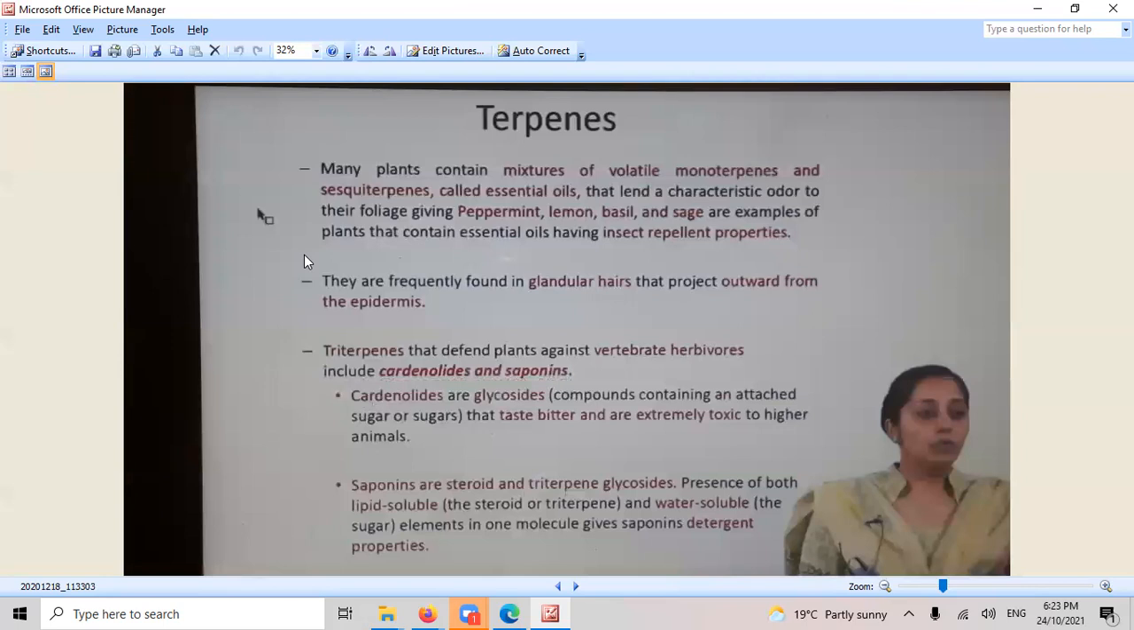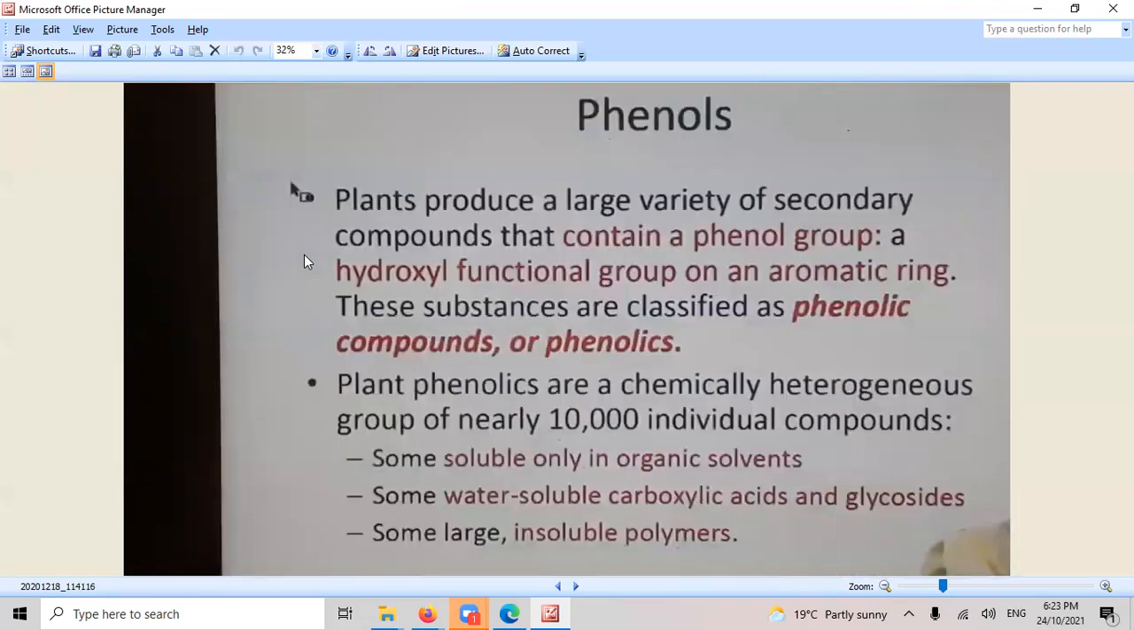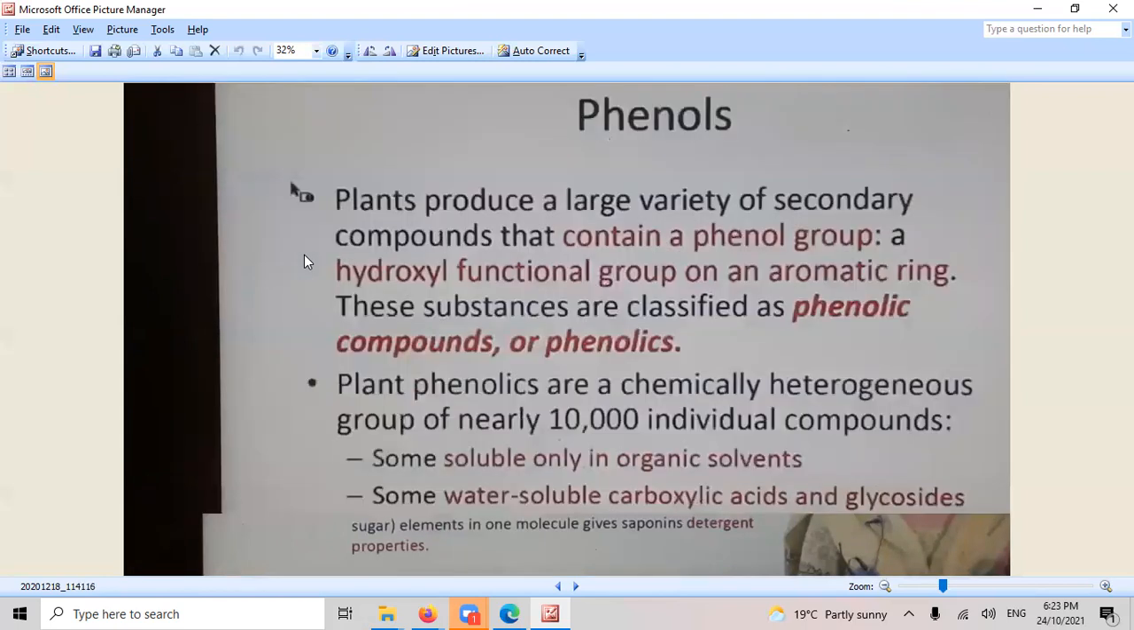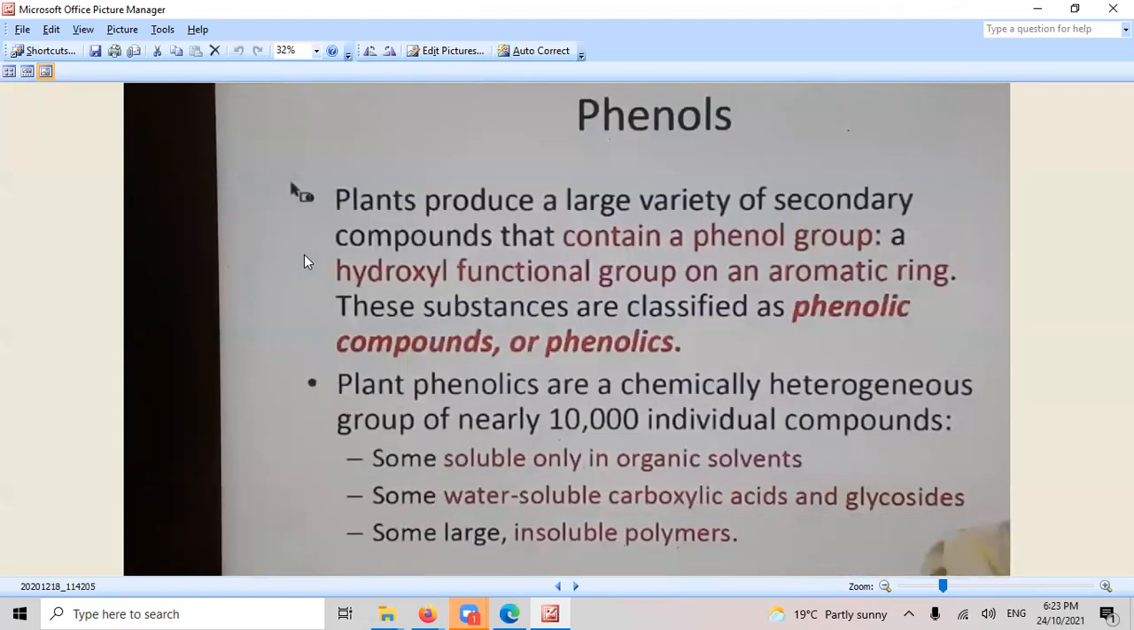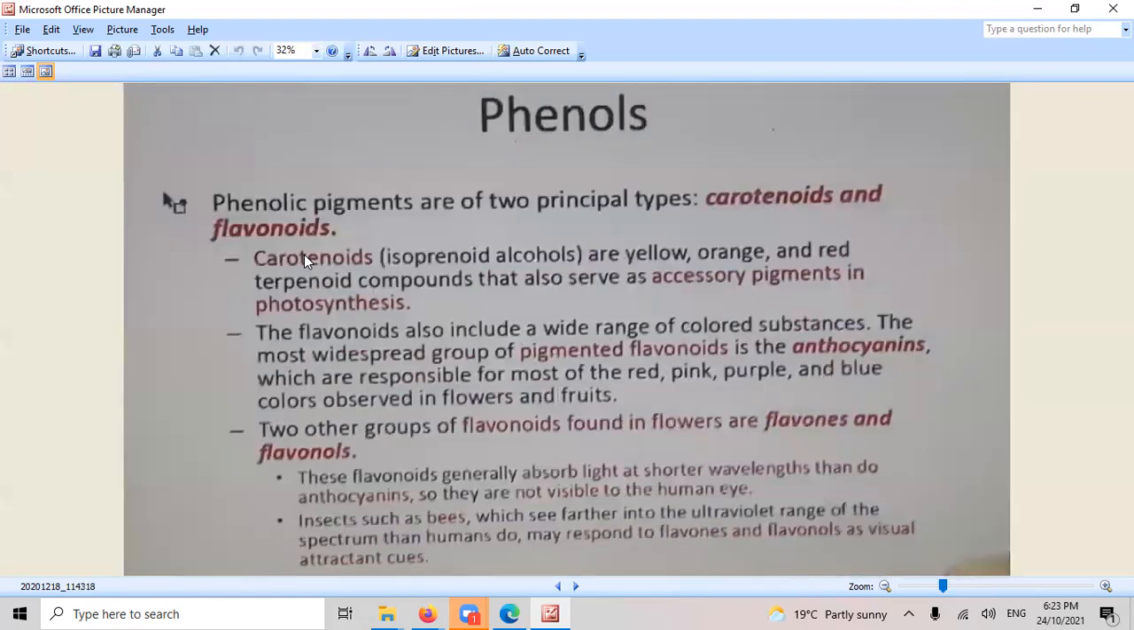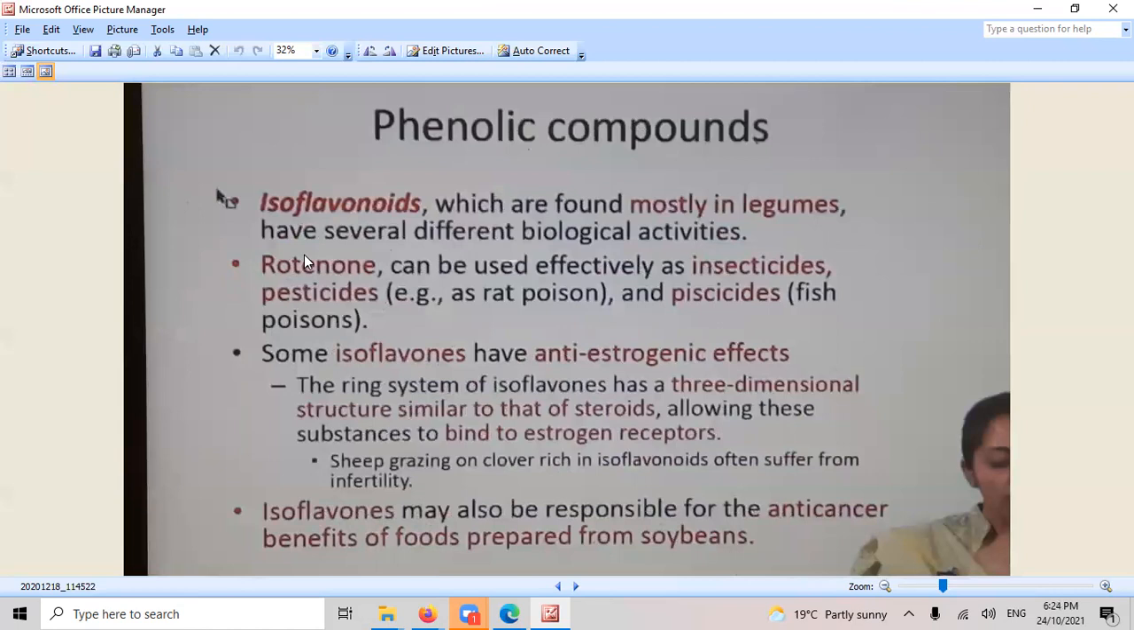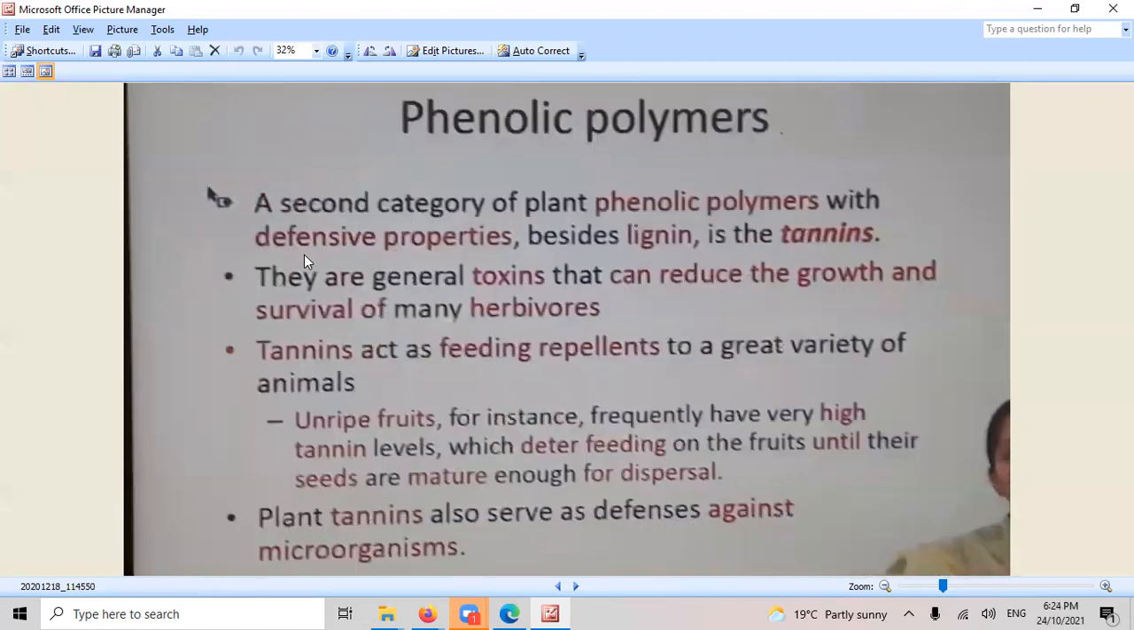Terpenes are named from their carbon chains. Phenols, phenolics. That's where the carotenoids and flavonoids are involved. Anthocyanins, flavones and flavonols, isoflavones, rutin. Rutin is a really good natural insecticide.